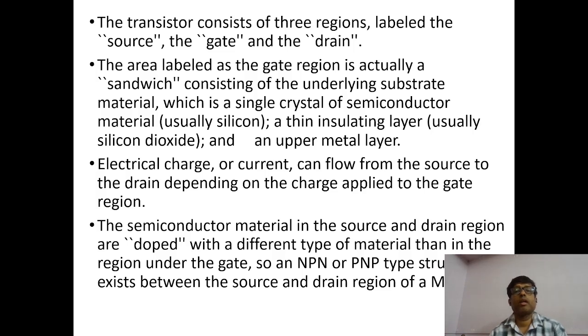Okay, so the device mainly consists of three regions: the source, the gate, and the drain, and the area labeled as the gate region is a sandwich over the underlying layer. So electrical charges or current can flow from source to drain, depending on the charges applied to the gate. The semiconductor material in the source and the drain regions are doped with different types of material, so that the NPN and PNP structures we can form.